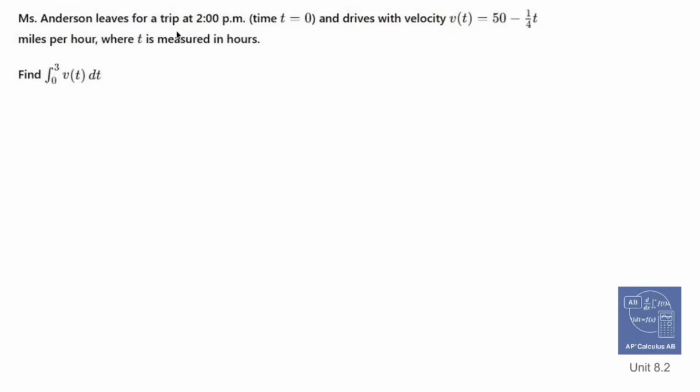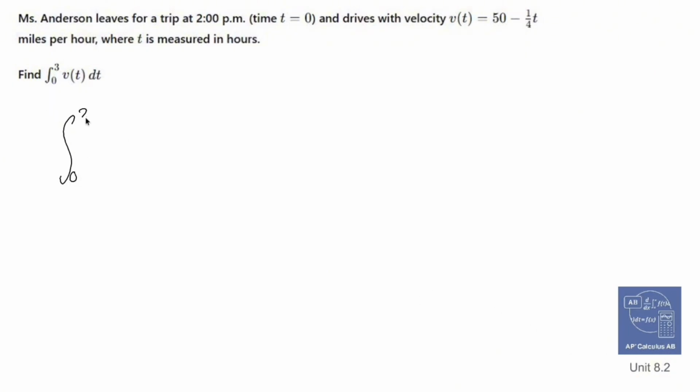Mr. Anderson leaves for a trip at 2 p.m. and at 2 p.m. the time is t equals 0 and drives with a velocity of 50 minus 1/4 t miles per hour, where t is measured in hours. Find the integral from 0 to 3 of v of t dt. Okay, I can handle that. Very simple, very straightforward. Doesn't seem like a chapter 8 type problem, but I can handle it.